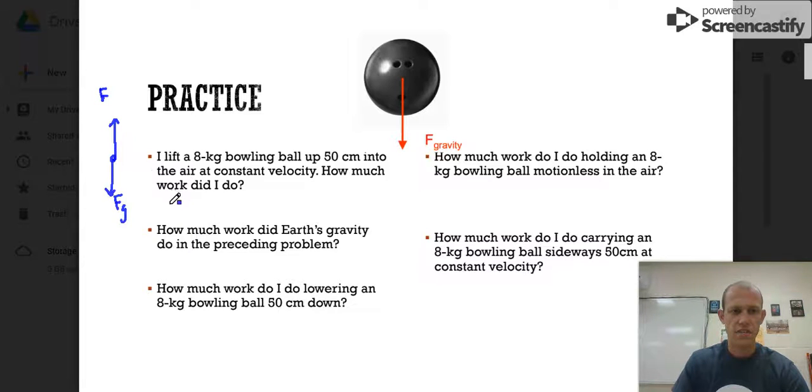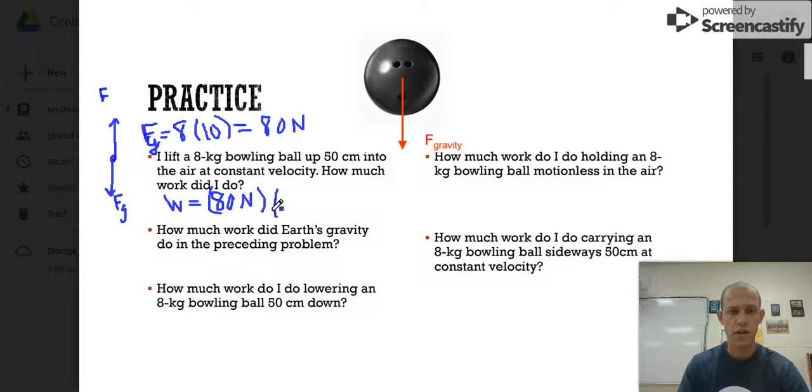So to find work, I have to take my force parallel to the motion, which is the weight force equal to the gravitational force. So that would be 8 times 10, roughly, to give me out my weight force. So force due to gravity is equal to that, 80 newtons. So that means the force that I'm applying is also 80 newtons and 50 centimeters. Remember, I have to convert that into meters, which would be 0.5.